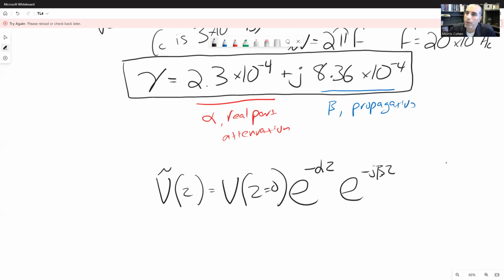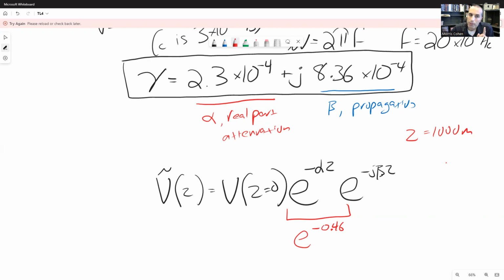And when we're talking about power, we don't really care so much about phase. The phase doesn't impact the power, but the amplitude does. So let's just take a look at this attenuating part right here. This is going to define the attenuation. And if z equals 1,000 meters, then this e to the minus alpha z is about e to the minus 0.46. So the voltage is going to be multiplied by this value of e to the minus 0.46.